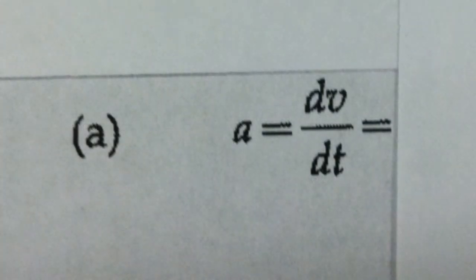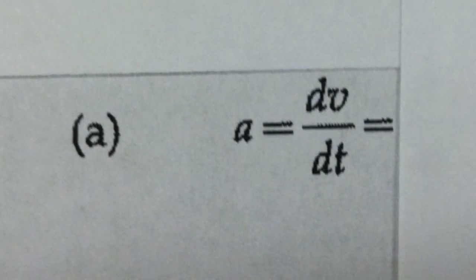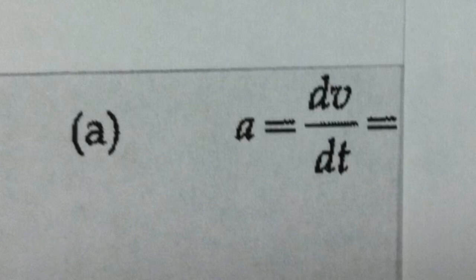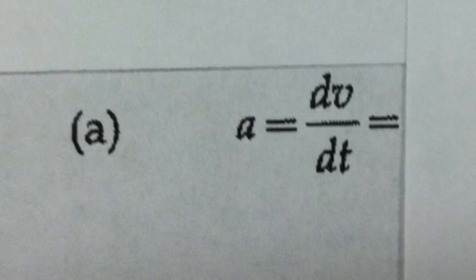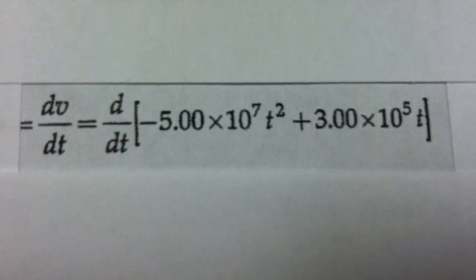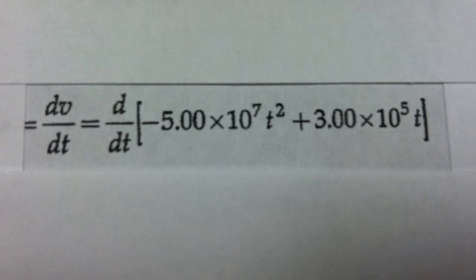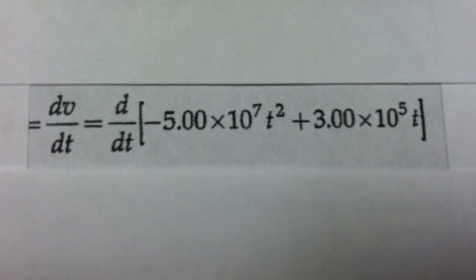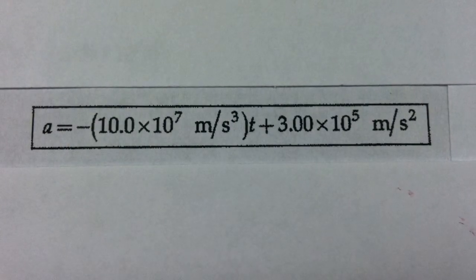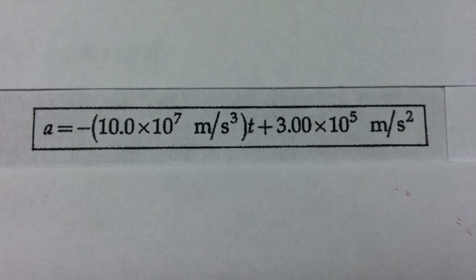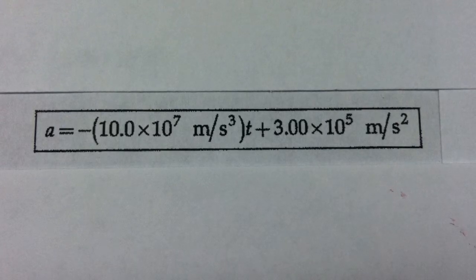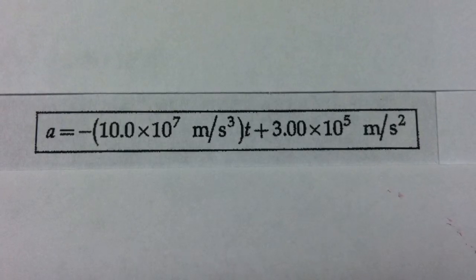We start with part A with the equation acceleration equals dv over dt, which is just the derivative of velocity equals acceleration. When you plug in the necessary components for this equation, it should look like this. Once you take the derivative of velocity, you should get acceleration equals negative 10.0 times 10 to the 7th meters per second cubed times time, plus 3.00 times 10 to the 5th meters per second squared.